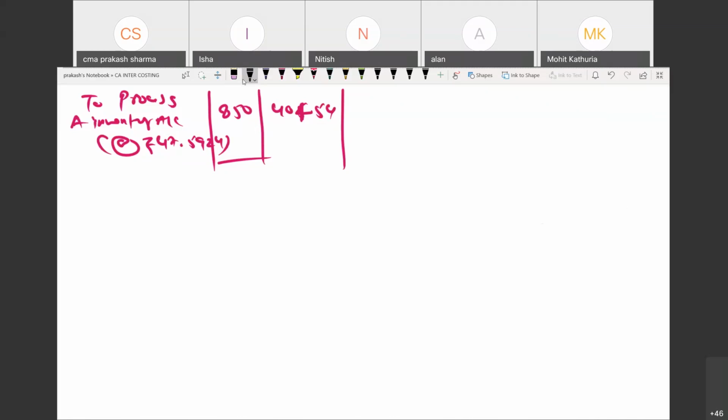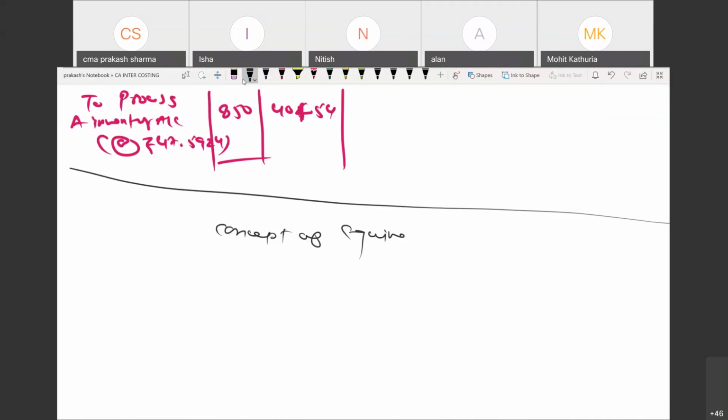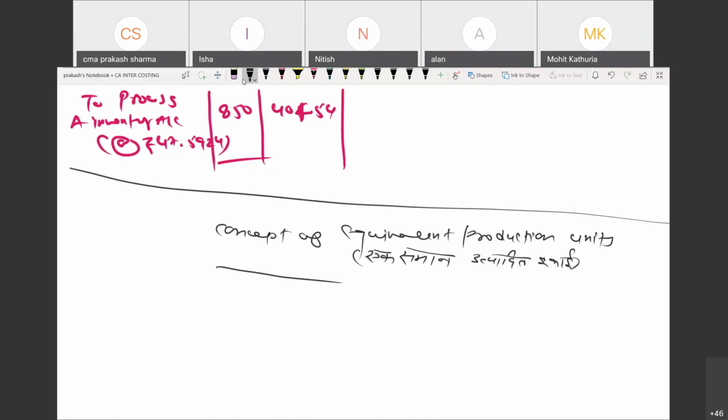Okay, the next topic is concept of equivalent production units. ठीक है सर, equivalent production unit. चलिए, concept of equivalent production unit. इसका हिंदी में नाम बहुत अच्छा लगता है मुझे, तो मैं लिख देता हूँ. अंग्रेजी वाले बच्चे इसको बिल्कुल अवॉइड करेंगे. ठीक है, एक समान उत्पादित इकाई. ठीक है बेटा, ये बस मैं अपने आप को खुश करने के लिए लिख रहा हूँ. कंसेप्ट ऑफ इक्विवेलेंट प्रोडक्शन यूनिट.